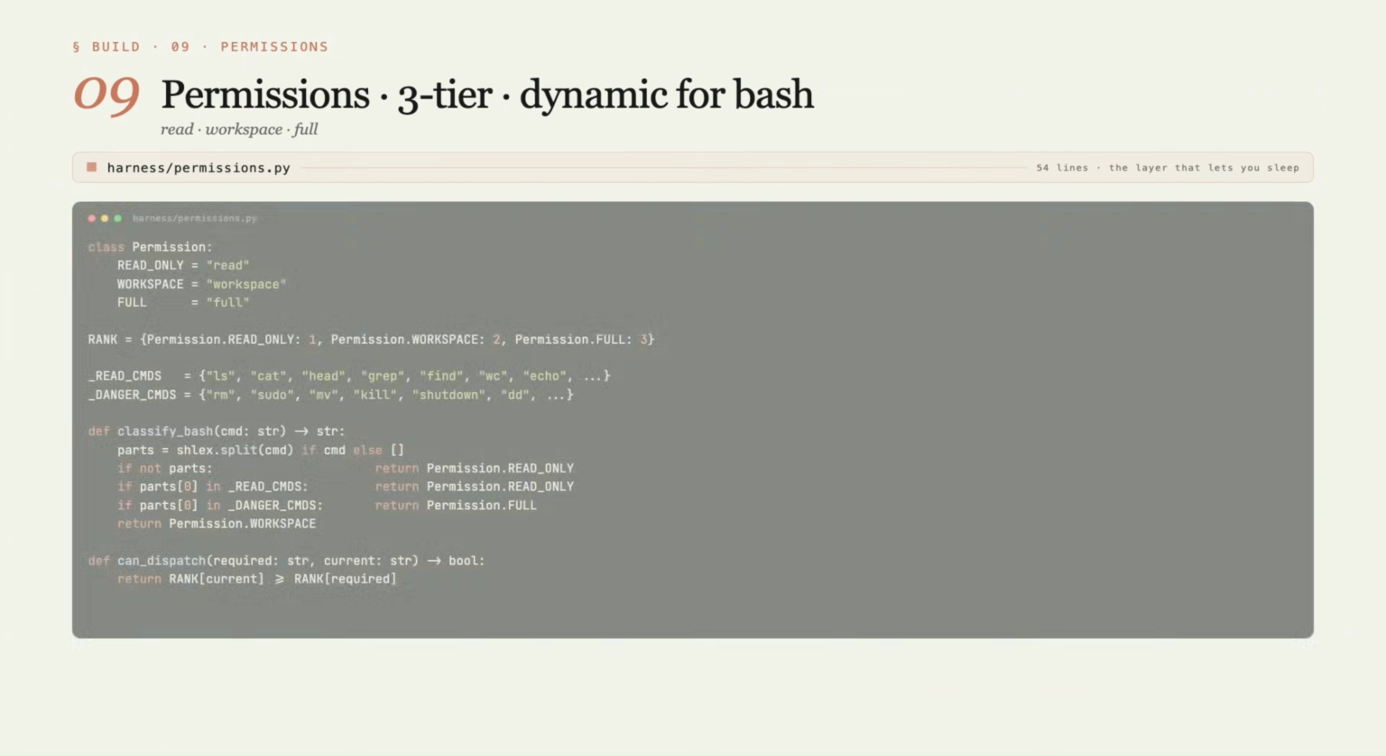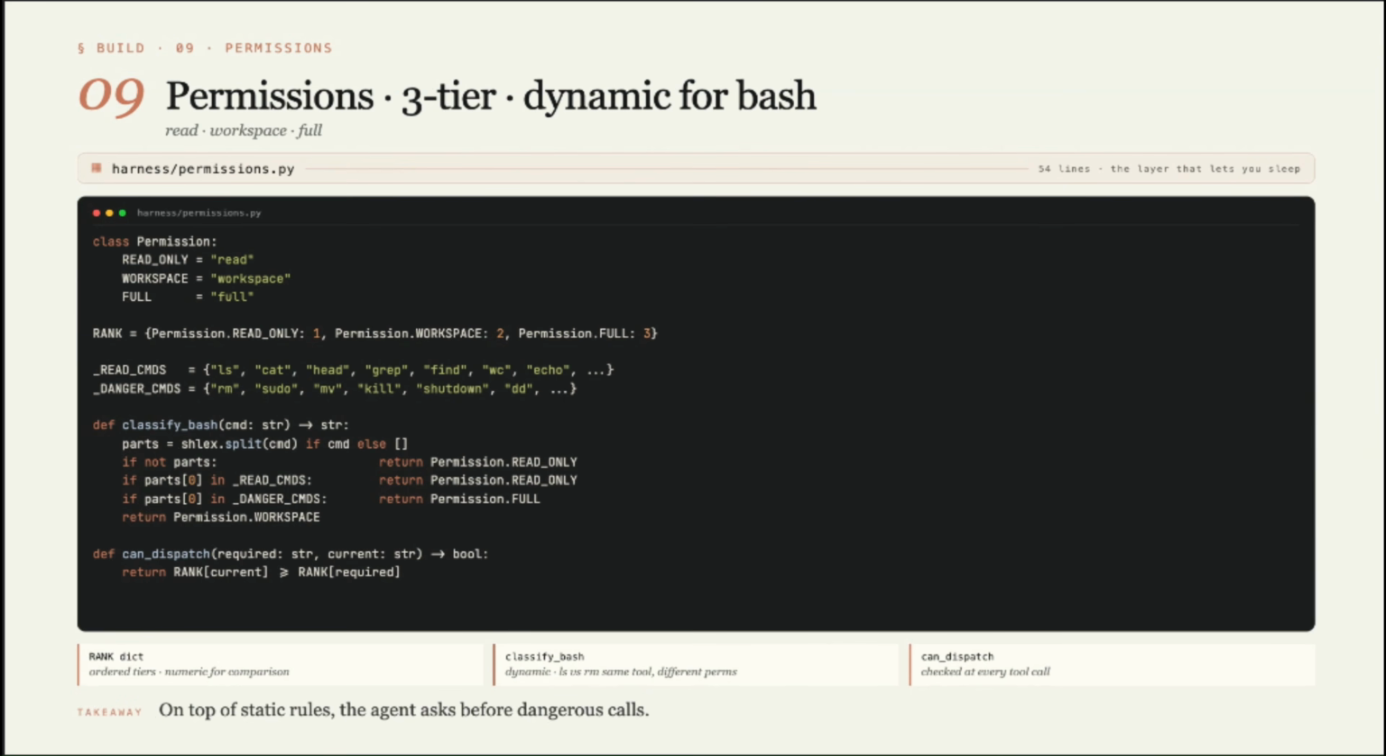Okay, the last component is permissions and safety. Each tool declares the minimum permissions it needs. It can be read, workspace, or full. And the harness needs to provide that extensibility and control the permissions of every tool. There's one more thing that you need to be aware of. The same tool can be safe or dangerous depending on the command. So we classify it dynamically.